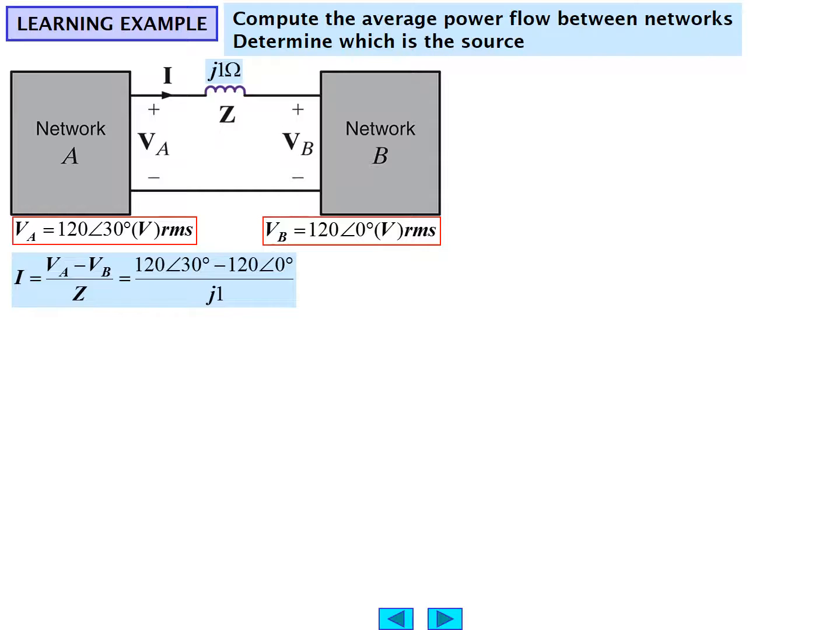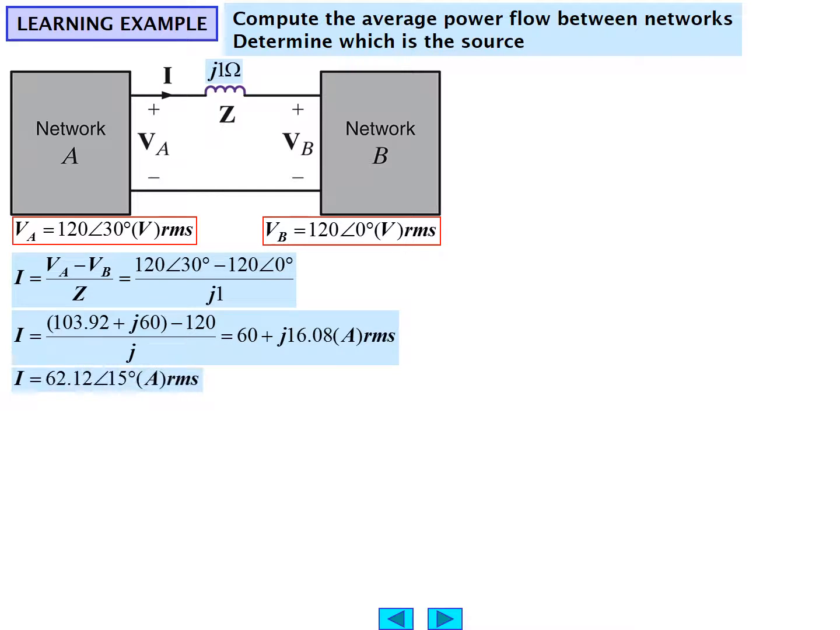And of course, the problem here is that we have the difference of phasors, which we have to reduce to rectangular form in order to calculate algebraically. We can do that, and we end up with the result that the current I is 60 plus j16.08 amperes RMS. Or if you will, I is equal to 62.12 angle 15 degrees amperes RMS.